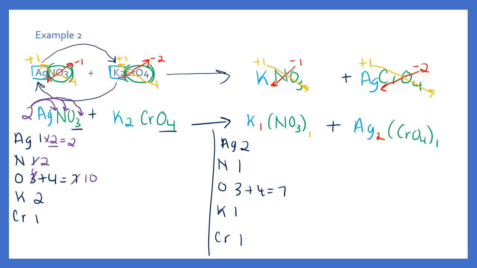And now it looks like my nitrogen has become a 2 and my potassium's a 2. So let's make my potassium a 2, that 2 is going to go out in front. 2 times 1 is 2. 2 times 1 for the nitrogen is now 2. And 2 times 3 is now 6. 6 plus 4 makes 10 oxygen. So I have 2 silvers, 2 nitrogens, 10 and 10 oxygens, 2 and 2 potassiums, and 1 and 1 chromates. So we are balanced.